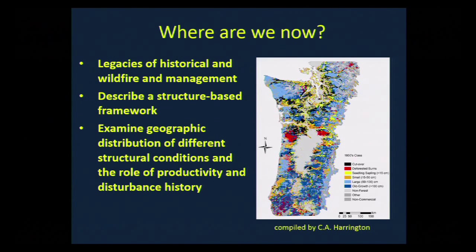At the end of the 1930s, this is pretty much what we're looking at across Western Oregon and Washington. When we talk about where we are now, a lot of that is largely a part of those legacies, so I'm going to talk a little bit about that. The next thing I'm going to do is describe a new structure-based framework, another way to look at old-growthedness, kind of an alternative to an age-based approach. Then we're going to look at the geographic distribution of some of the different structural conditions that are out there and how they vary with environment and biophysical setting in different vegetation zones and different disturbance histories.